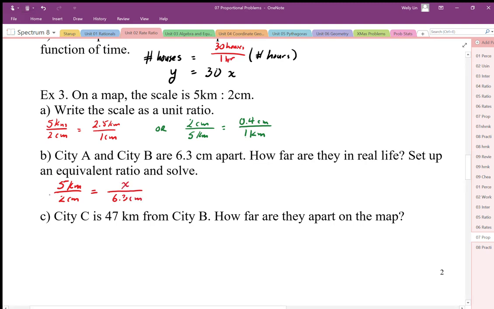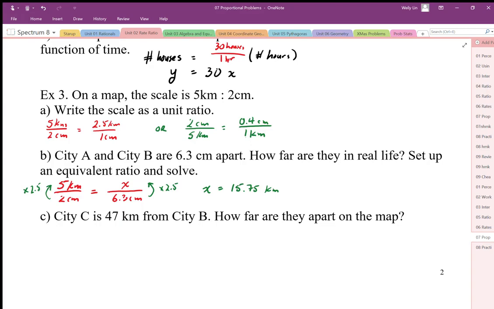And I know that I've already divided these two numbers, and my unit rate, or my multiplier, is times 2.5. So I'm going to use that multiplier times 2.5 to solve this problem. And I end up with x equals 6.3 times 2.5, 15.75 kilometers. Okay, so there's how we can solve this with an equivalent proportion.